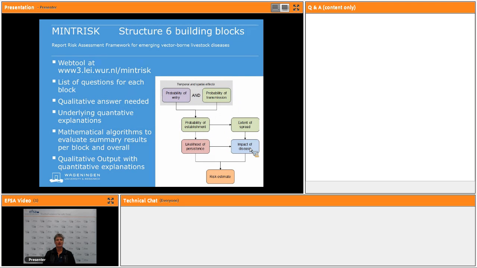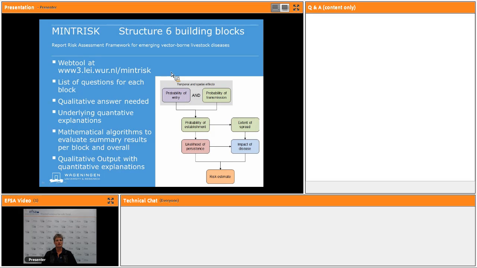Five years ago, a risk assessment framework was developed for emerging vector-borne livestock diseases in the Netherlands, and it was developed into a structure, as you can see on the slide on the right-hand side, as a structure with 6 building blocks, from which we end up with a final risk estimate. The first 3 blocks together bring the introduction of the infection, so the risk of introduction in the area, whereas the second 3 blocks deal with the spread of the infection and the impact of an infection.